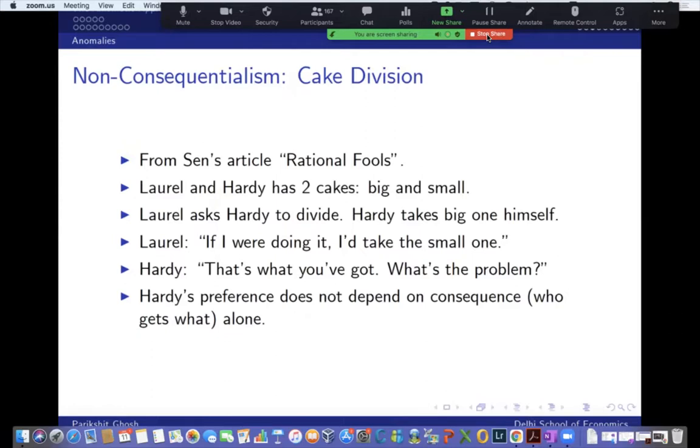So in the last line, does it mean Laurel's preference does not depend on the consequence? Yes. So I'm asking a question which I've already provided on the slide. I do this constantly. But so here's the thing about this charming little story.